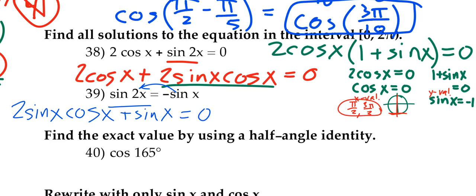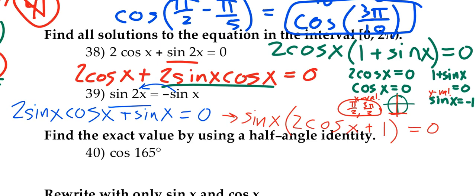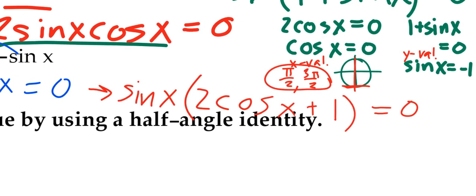Okay, what can you pull out of those two terms? Sine x. Okay, now that we've got it factored, we can set the two factors equal to 0.